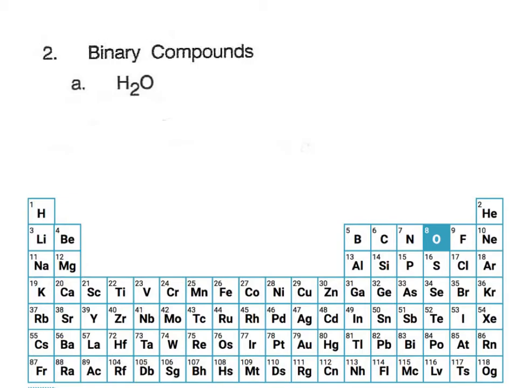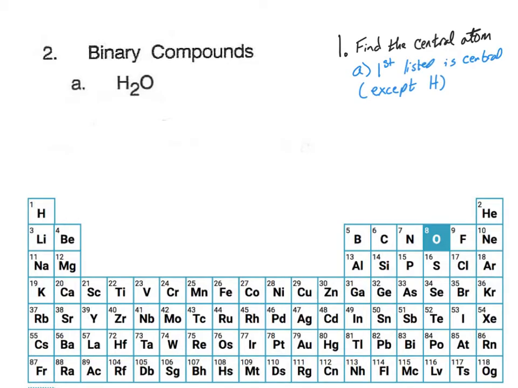For these binary compounds, the first step is a new step. What we need to do is find out what atom goes in the middle and what gets bonded to it. The rule we have for this is to place the first element listed in the center, that'll be your central atom, unless the first element listed is hydrogen. So this is an example of the exception first.